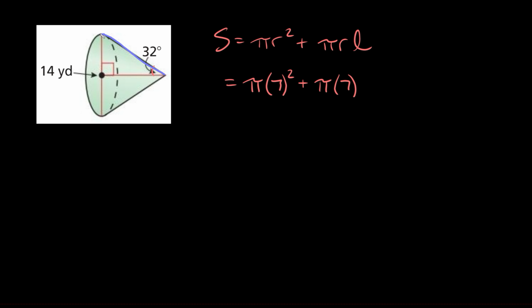Now, in order to figure out what that length is, we're going to have to use a little bit of trig. So let's fill in one last thing that we know here. Again, we know the full diameter is 14 yards, so the radius, or in other words, this side right here of the triangle, is 7 yards. We're given this angle up here, 32 degrees.